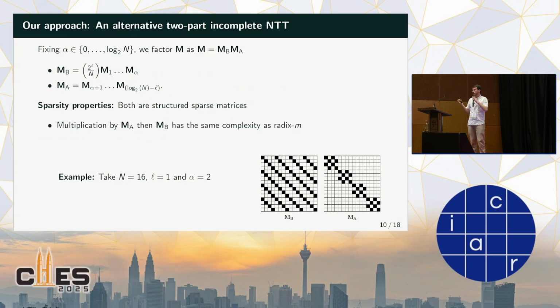Then, to define a two-part NTT, you simply choose a breaking point alpha to factor M as a product of two matrices, and you construct M_B and M_A, two matrices that are both structured and somewhat sparse, depending on how you choose them. But the multiplication by M_A then by M_B has the same complexity as the two-part radix-M done by Guimarães et al., which is nothing new here. We're just putting the inverse NTT into a linear algebra setup.